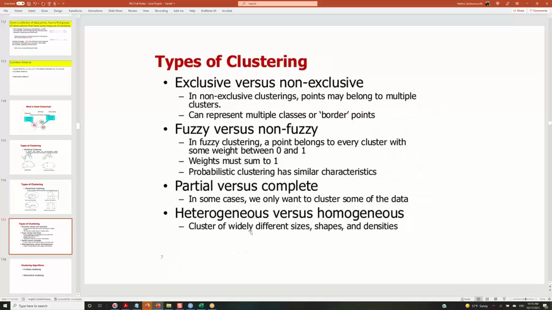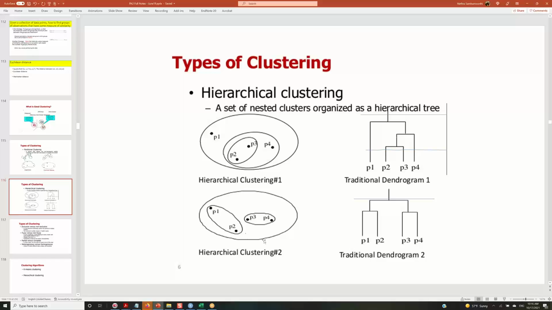So that's what we are going to see later on. We'll come to that. Okay, the average. So we are going to use average distance, minimum distance, maximum distance. That also changes the clusters.